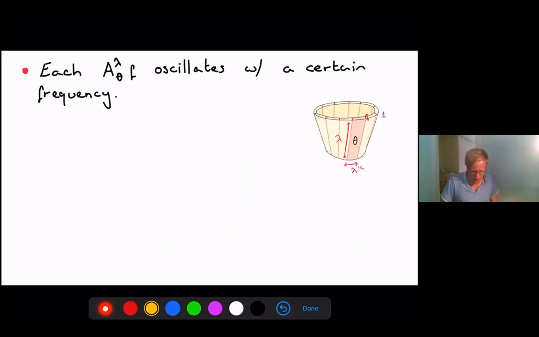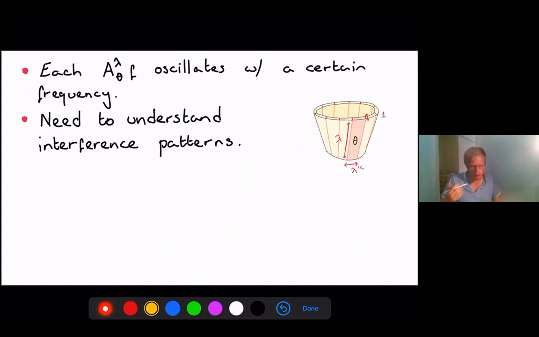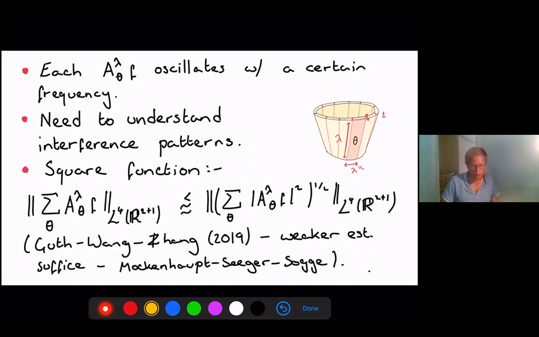So each term oscillates with a certain frequency. All these frequencies are disjoint by definition because they correspond to disjoint pieces on the cone. And so we need to understand their constructive, destructive interference patterns. And the key tool, there's a number of different ways to do this, but probably arguably the most effective is to use a square function estimate.